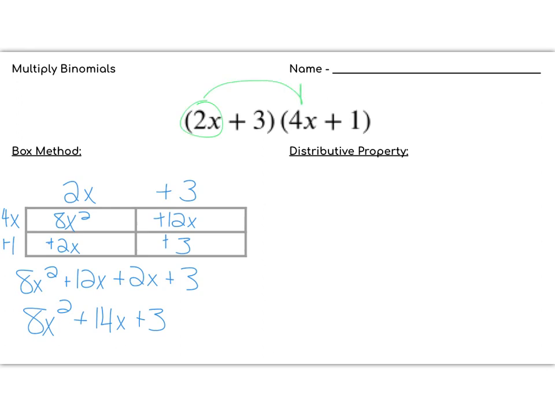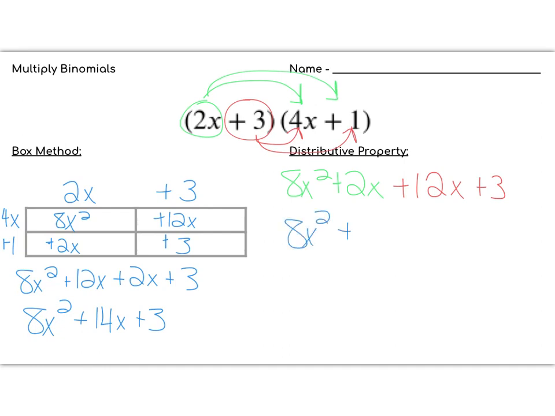the other binomial. So we're going to do 2x times 4x, which is 8x squared. We're going to do 2x times 1, which is 2x. Then we're going to take this 3 and we're going to distribute it to both terms in the other binomial. 3 times 4x is going to be 12x, and 3 times 1 is 3. Notice we have two terms that are like terms. They're the exact same things we saw before, and we end up with 8x squared plus 14x plus 3.